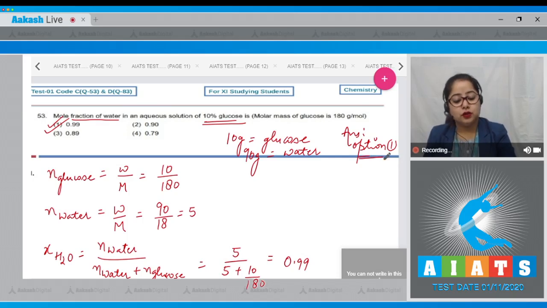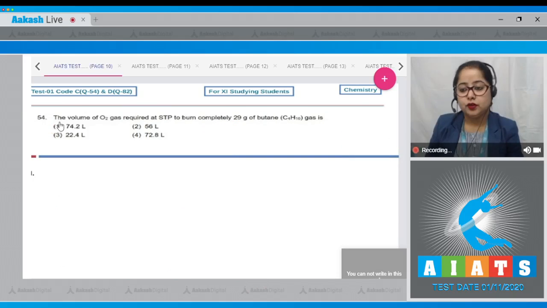Moving to next question, which is question number 54. The volume of O2 gas required at STP to burn completely 29 gram of butane, that is C4H10 gas, is. So student, again for this question we have to write the balanced equation of the combustion of butane. I'm writing it.